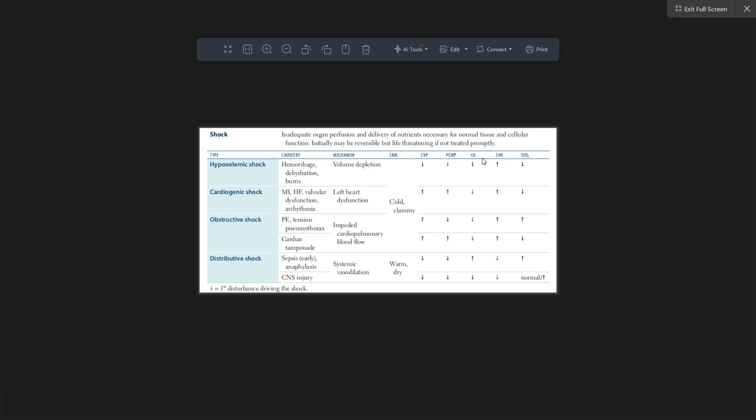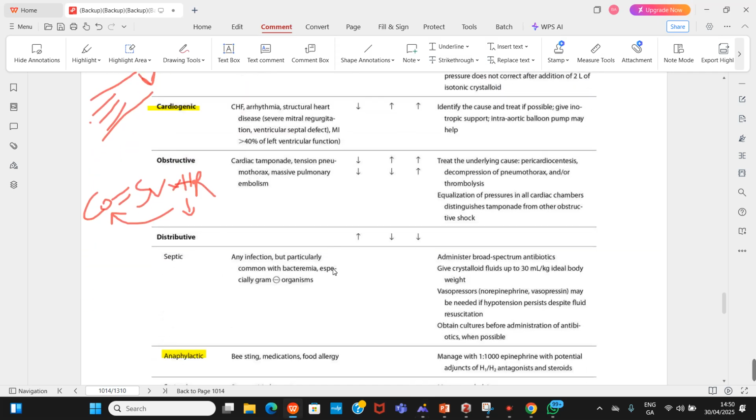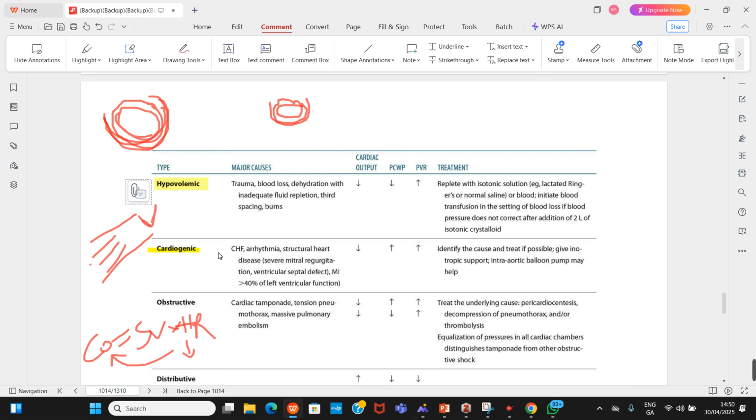So now, let's go back to what we do in each of them. If somebody has hypovolemic shock from trauma, from burn injury, from excessive dehydration, what you want to do is to replace with isotonic fluid. You want to give Ringer's lactate or normal saline, anyone that you have. Ringer's lactate is much more physiological than normal saline. So you give that. If you have given 2 liters of normal saline or Ringer's lactate and you are not seeing any improvement, that is an indication to go and give blood.